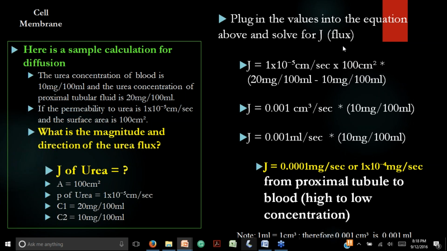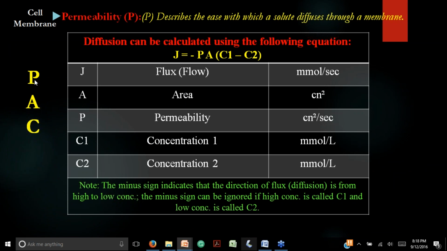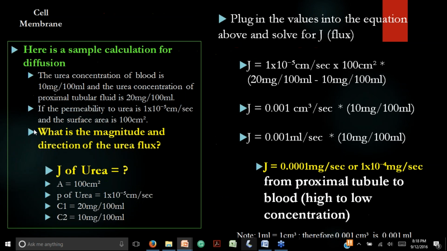So if we do the calculations, we are going to use our formula: permeability, times area, multiplied by the differential of concentrations. At the end, we are going to have a flow of about 0.001 milligrams per second. And what is the direction of the urea?